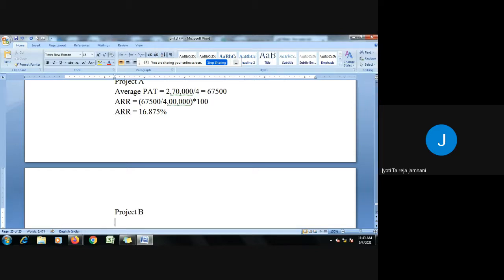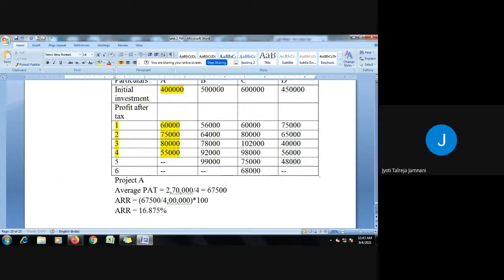First, we'll find the average profit after tax. To find the average profit after tax, we need the total profit after tax. So these 5 years' values we need to add here. So it's for 5 years: 56 plus 64 plus 78 plus 92 plus 99. We need to add all this to get the total. So the total is 3,89,000 and it is for 5 years now. So we have to take 5 years.